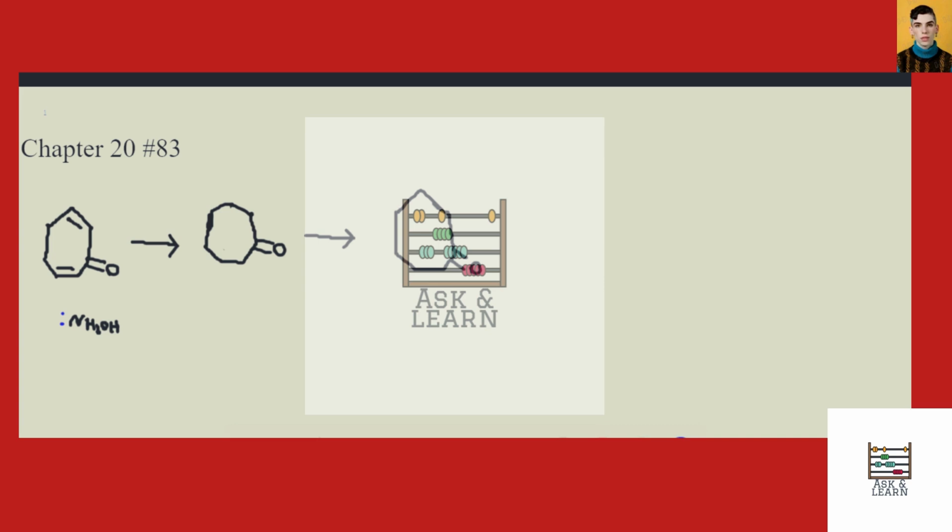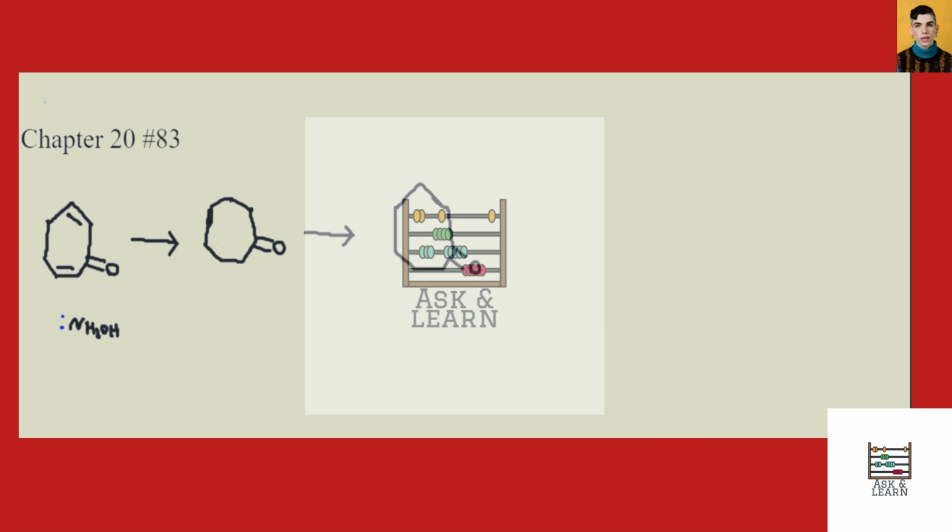This is the answer to Chapter 20, problem number 83 from the Smith Organic Chemistry textbook. This problem asks us to draw a stepwise mechanism for the following reaction, and we're given a hint that conjugate addition can occur with heteroatoms as well as carbon nucleophiles. Okay, so the first step here is going to be this nitrogen nucleophile adding to the double bond here.